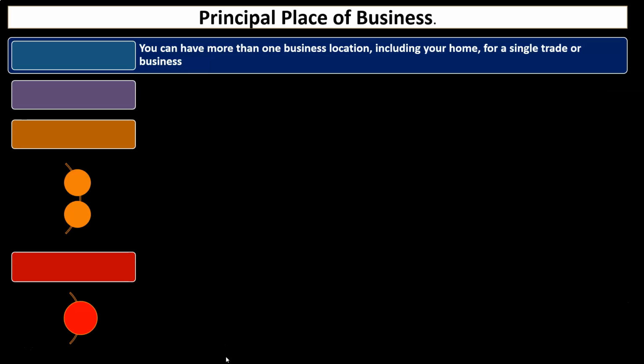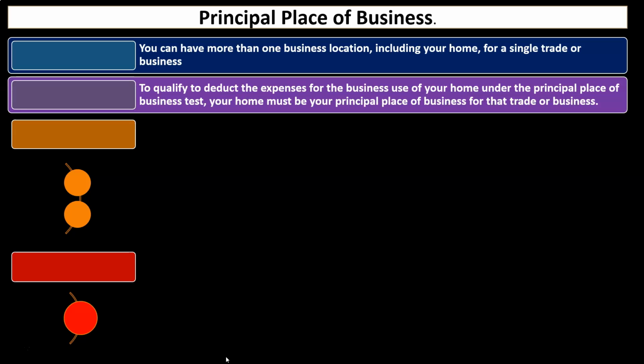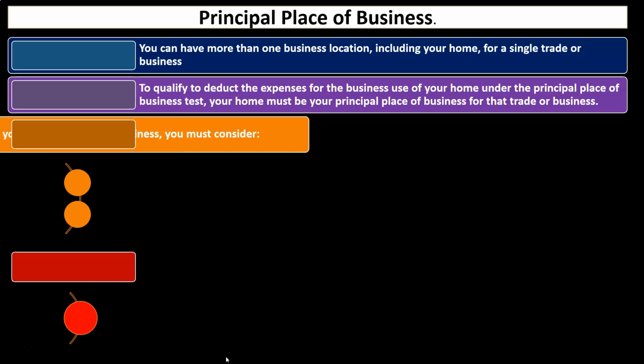So, principal place of business. What is going to be the principal place of business? You can have more than one business location, including your home, for a single trade or business. To qualify to deduct the expenses for the business use of your home under the principal place of business test, your home must be your principal place of business for that trade or business. So this key term here is going to be coming into play if we're deducting in relation to the principal place of business. Is it our principal place of business?